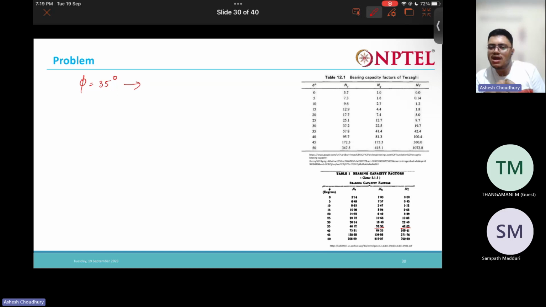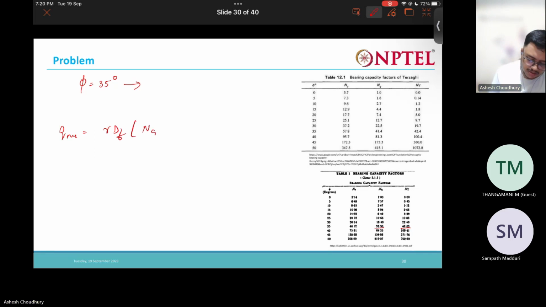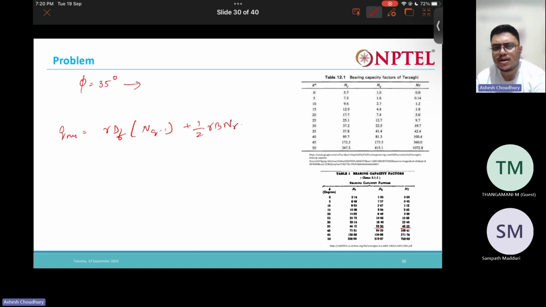But these values are actually taken from IS 6403, and if you are following IS 6403, then the equation. Ultimately, Terzaghi's equation was used to determine the ultimate bearing capacity. But the bearing capacity factors used in the class actually belonged to the IS code.